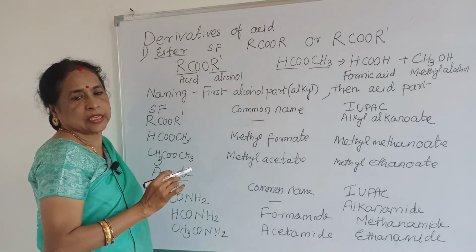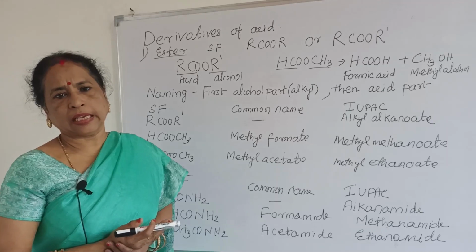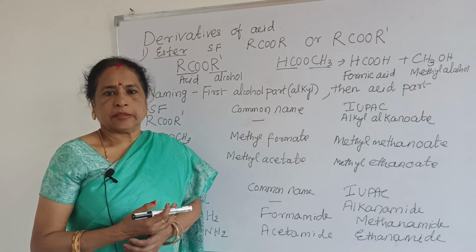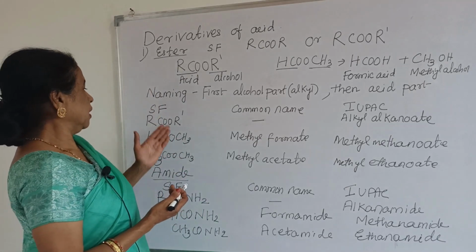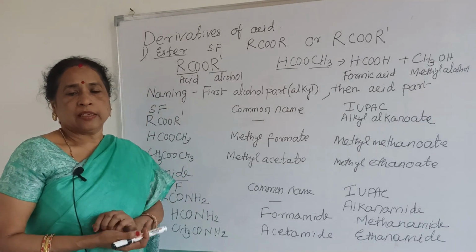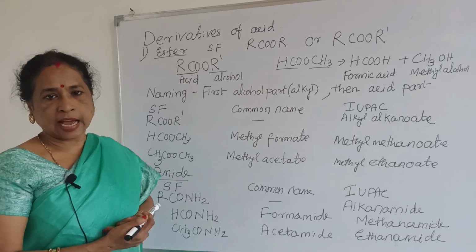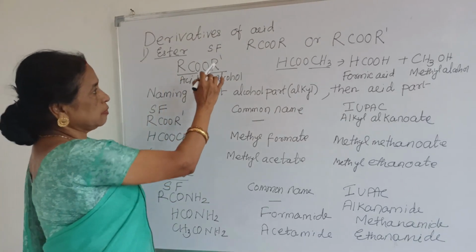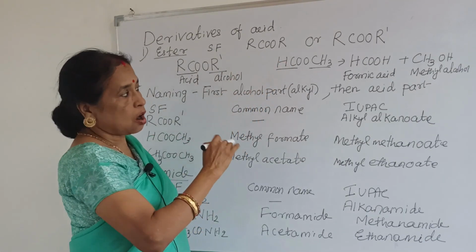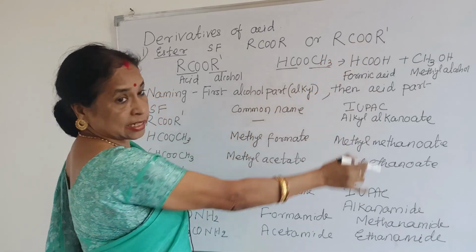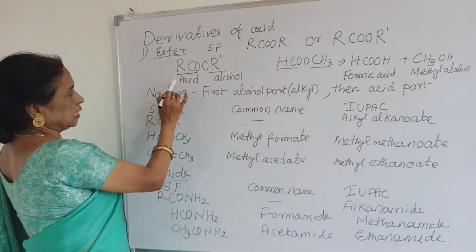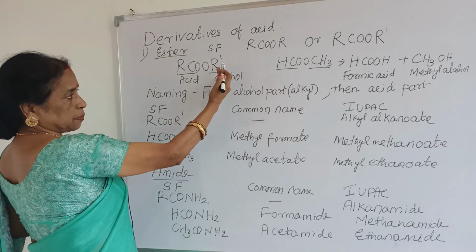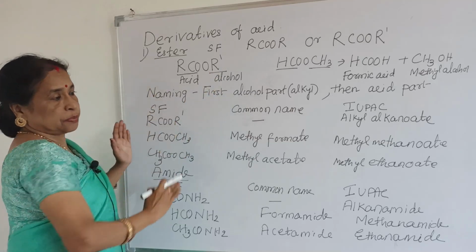Derivatives of acid. What is meant by derivatives of acid? When a compound is derived from acid, that is called a derivative of acid. First examples: ester, amide, acid chloride, acid anhydride, like this. Here ester. The structural formula is RCOOR or maybe RCOOR dash. Let us see RCOOR dash. The right part is always from alcohol, and the left part from acid.